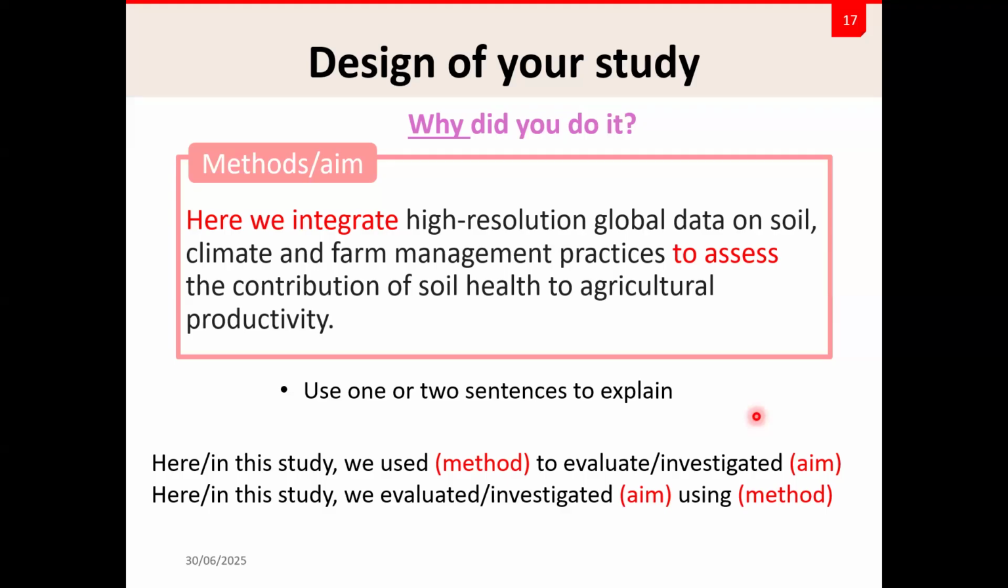You can use some sentence pattern like, here we investigate to assess something. So take these 2 sentence patterns, you could use here or in the study. We used, write your method, to evaluate, investigate, what is the aim, write your aim. Or you could use the other way, like here in this study, we evaluated or investigated what you aim, using this method, write down your method. When you put things into this format, it's easy for you to write down.